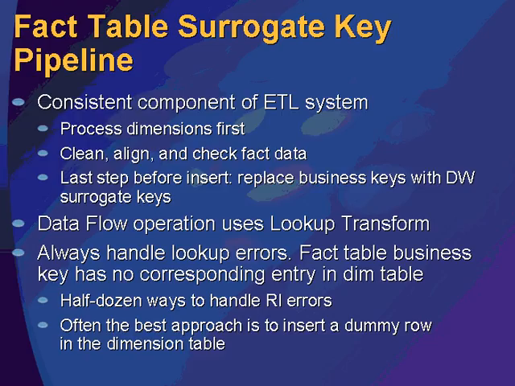For the pipeline to work, you process dimensions first. We need to make sure that our dimension tables have the most up-to-date information in them and that we've processed any new customers that arrived today or yesterday, any new products or changes to products that occurred yesterday, and so on. After we've processed the dimensions, we clean, align, and check the fact data. And then the last step before we insert the data into the data warehouse fact table is to replace the business keys that are in the source systems, that are in the transaction systems, with the surrogate keys that we manage in the data warehouse.